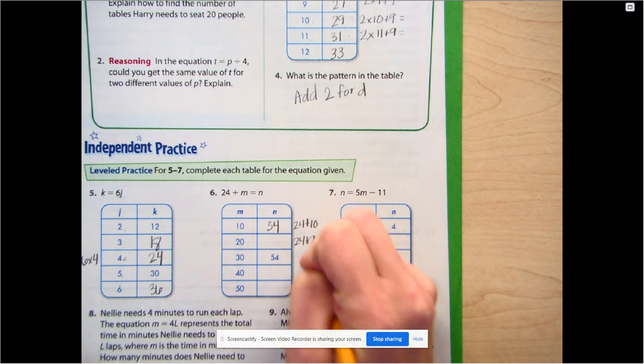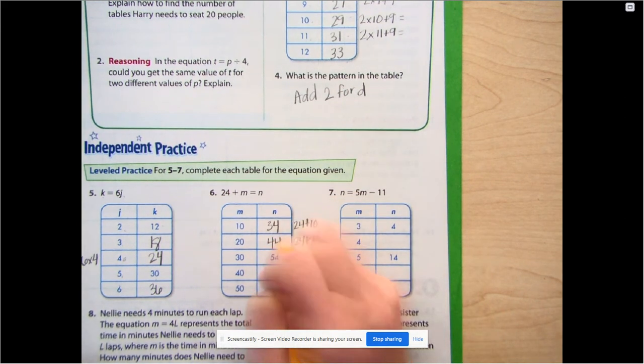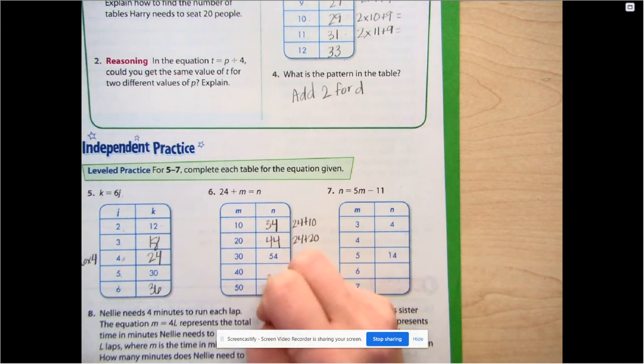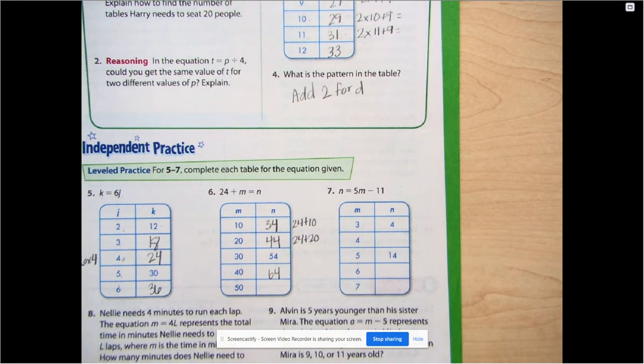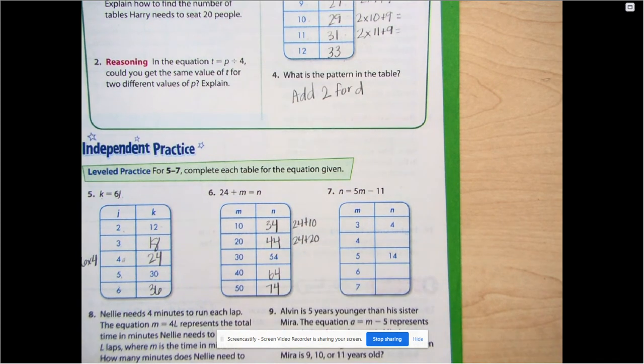24 plus 20, that's going to give me 44. Oh, do you notice the pattern? It's going up by something specific. Can you write in the last answer and then put it into the Ed puzzle? Good job. You're rocking it.